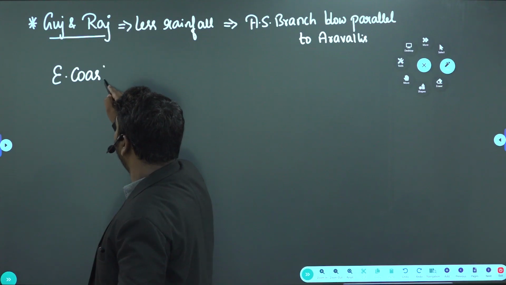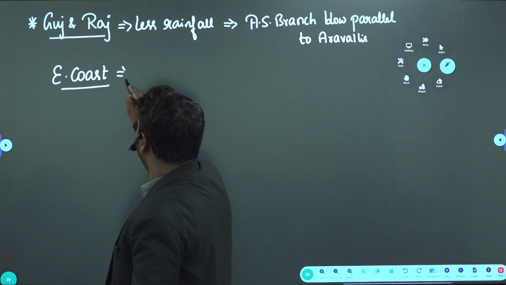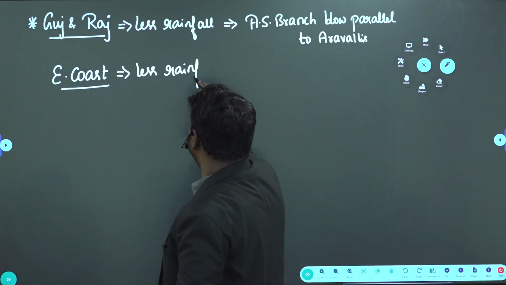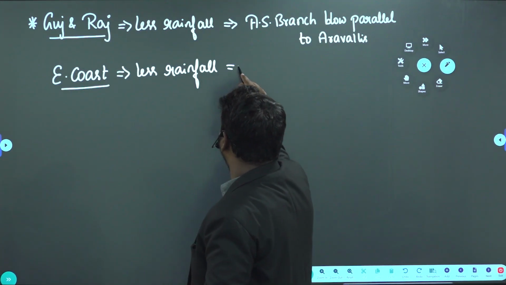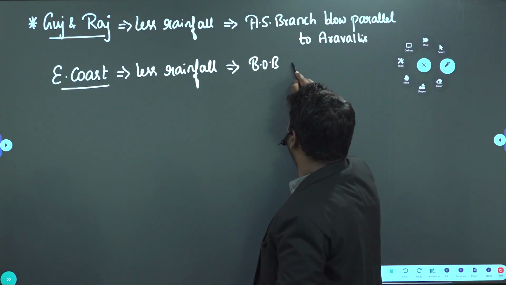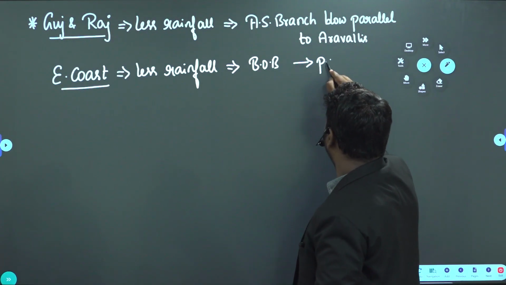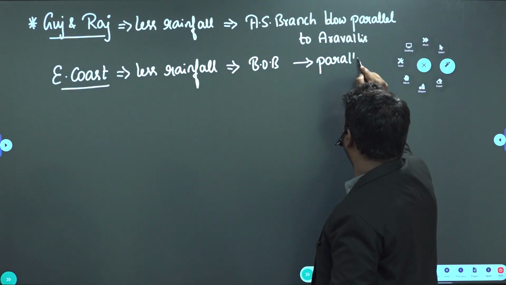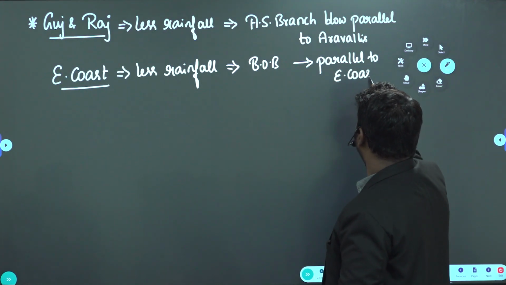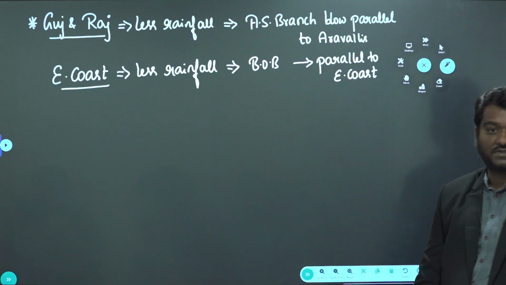The east coast of India will receive less rainfall because the Bay of Bengal branch blows parallel to the east coast.